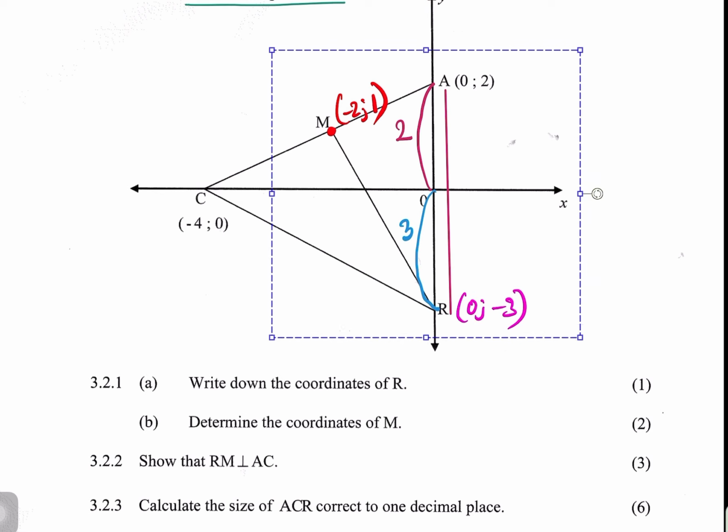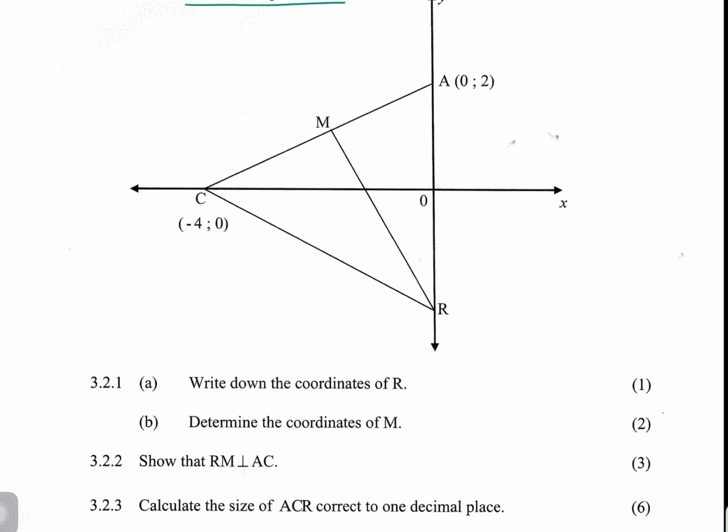I don't know why they are writing it in that way. It's AC. There should be a cap there for an angle. I hope they forgot that. So ACR, that means we are looking for that angle. So that means we're going to look at ACR, that triangle, just right there. So I'm going to be doing it nicely there.